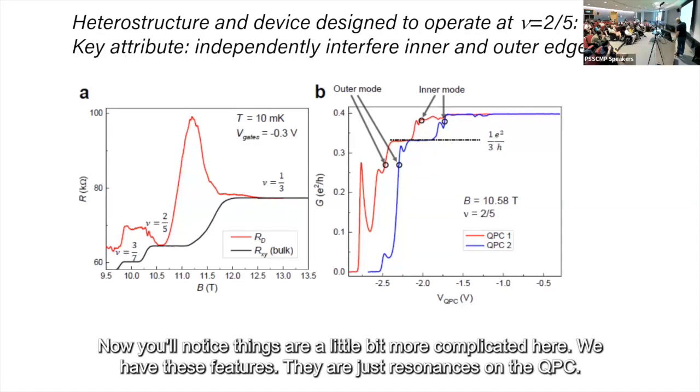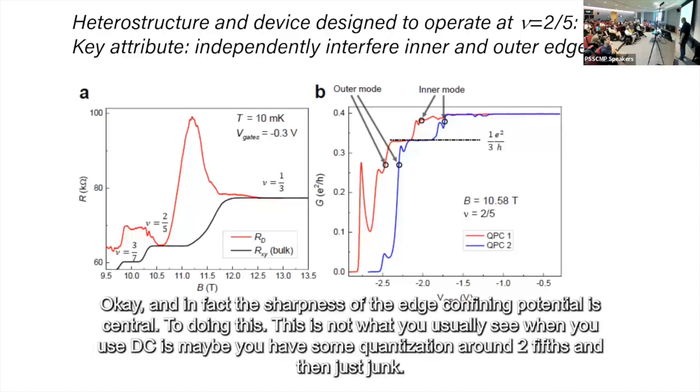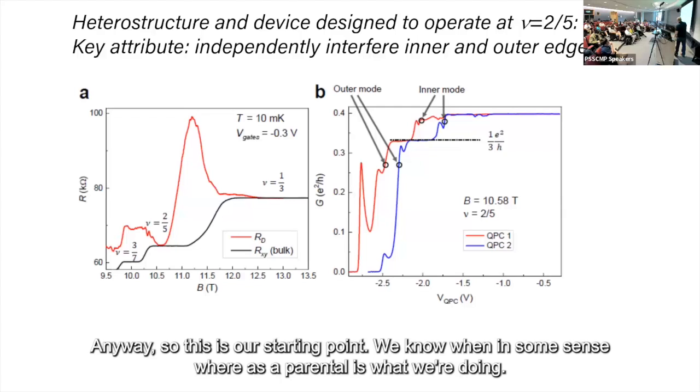Now you'll notice things are a little bit more complicated here. We have these features, they're just resonances of the QPC, meaning that if you want, they're a junk effect. But these are reproducible, and we know exactly relative to inner mode and outer mode how much we're transmitting. Okay. In fact, the sharpness of the edge confining potential is central to doing this. This is not what you usually see. What you usually see is maybe you have some quantization around 2/5 and then just junk going down over a long magnetic field range, which is indicative of not sharp confining potentials and loss of resonance. Anyway, so this is our starting point.